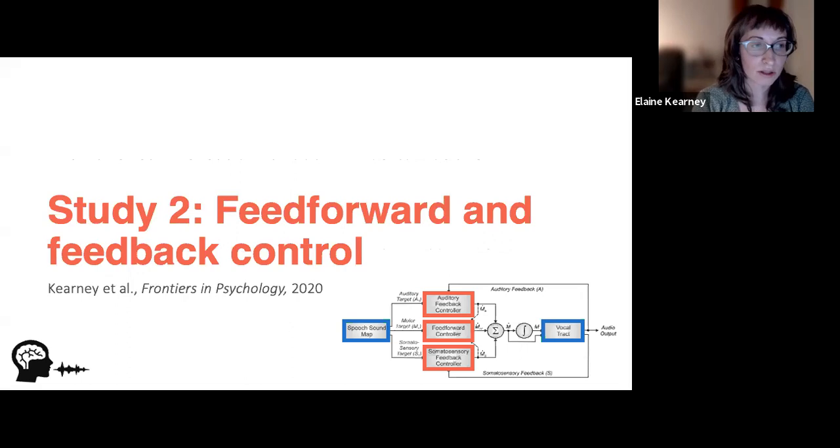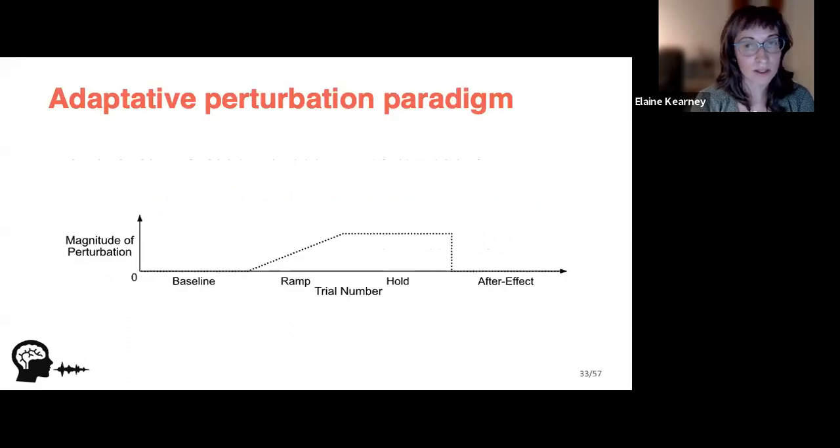So this second study was also published last year. This is in Frontiers in Psychology. As I mentioned before, this study uses the adaptive perturbation paradigm. So I'm going to walk through this paradigm in a little bit more detail. This is what a typical experiment looks like, with trial progression on the x-axis and the magnitude of perturbation on the y-axis. In this paradigm, it typically has 4 phases. So we see a baseline, ramp, hold, and after effect phase.